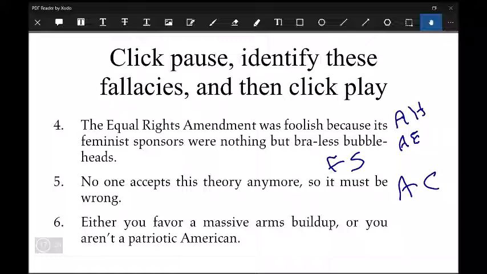Number 6, either you favor a massive arms buildup or you aren't a patriotic American. Black and white. Maybe you're in the middle. Maybe you're against a massive arms buildup, but you are a patriotic American. You just don't think we need any more bombs, and we can put the money to greater use. So this would be black and white. Either you're this or that. Well, maybe you are both.